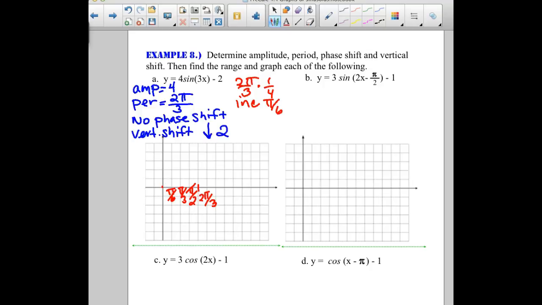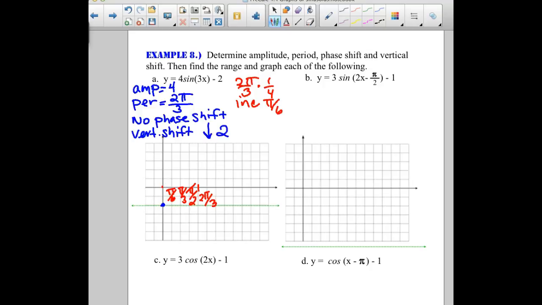Now, we have done a vertical shift down 2. So I want you to draw a dotted line down here at y equals -2. We're going to think of that as our new 0. So when I say it's a sine curve, sine starts at 0, we have to start at our new 0. Okay? So our first dot is going to be down there at -2.